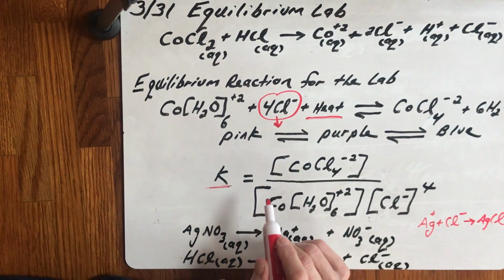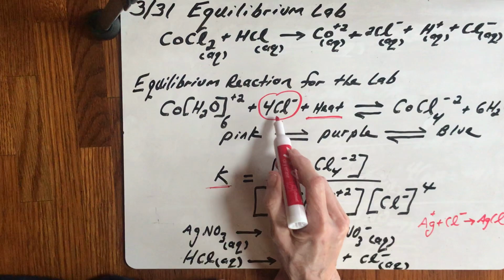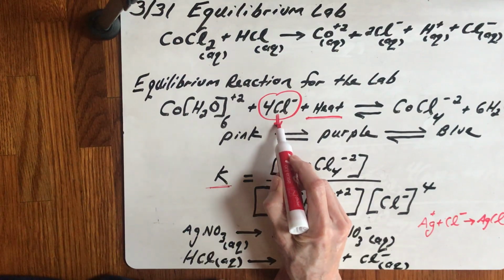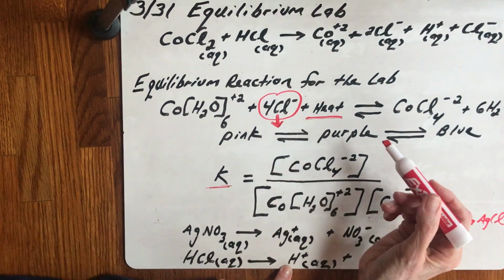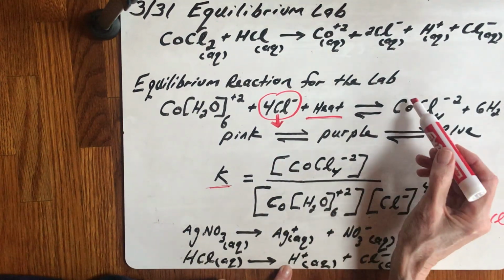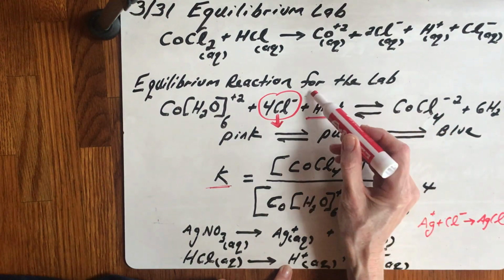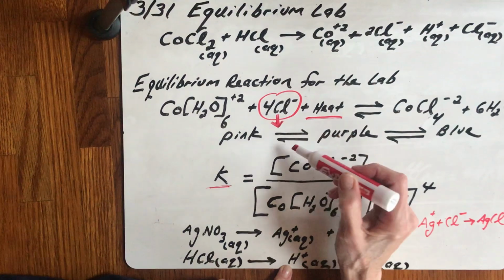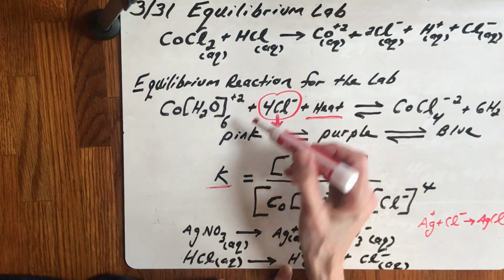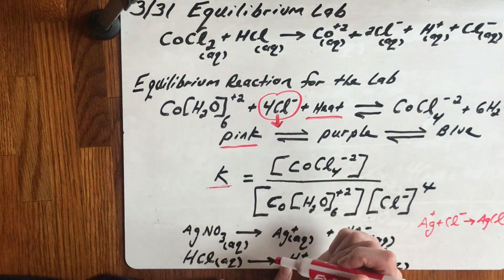And when you pull Cl- out of the reaction, it's just like the previous video where you're decreasing one of your reactants. The stress that you're creating here is to decrease that reactant. And what's going to happen to equilibrium? It's going to shift way over to the left. And so when you pull that chloride ion out, you shift it to the left, and your resulting solution will become pink.